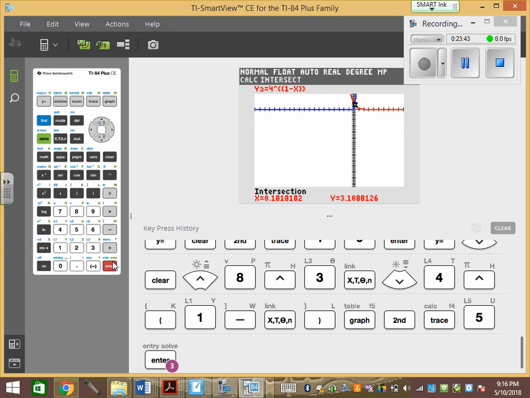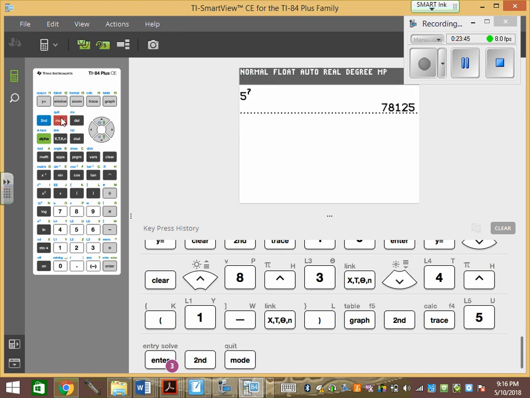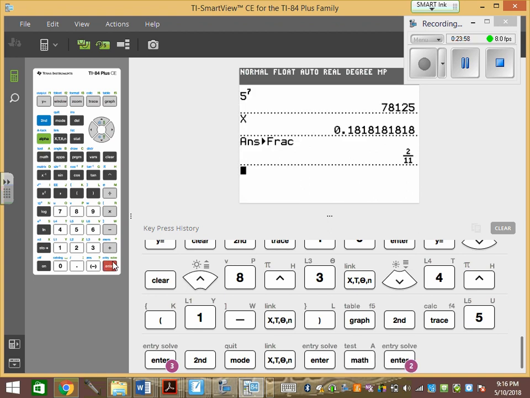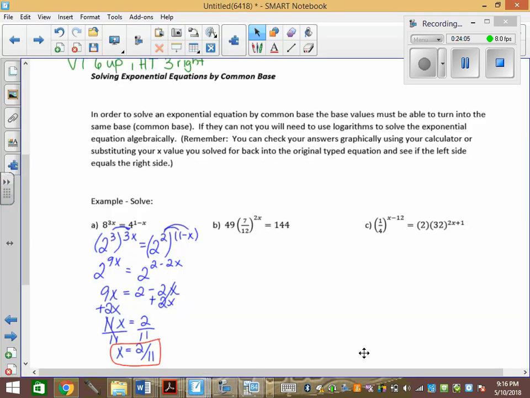Well, what I can do is I can go second, quit, remember, or clear 800 times. You guys usually viciously hit clear so it goes away. If you just go second, quit, it brings you to this screen. And if you go x, enter, it brings up the x answer you just got. And then you could do math, enter, enter. And boom, 2 over 11, and I know I am right, and I move on, and I'm happy. And if I knew I was wrong, I'd go back, try again, right? Okay, so they get harder.